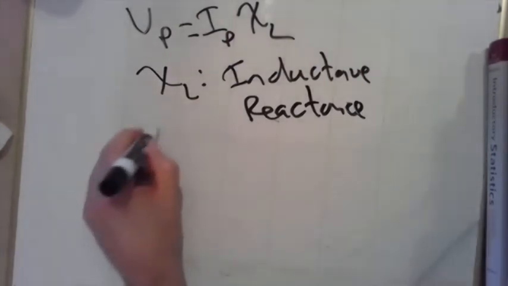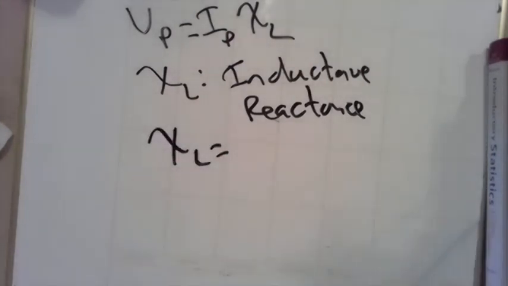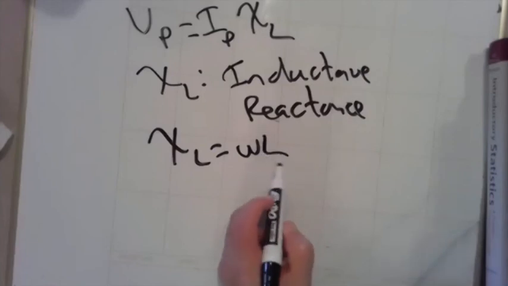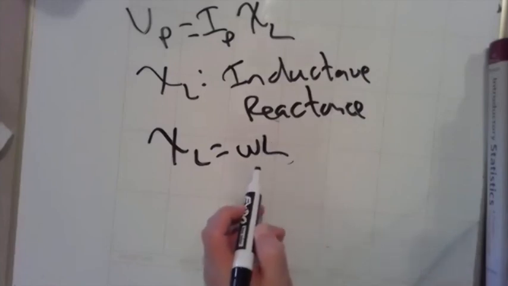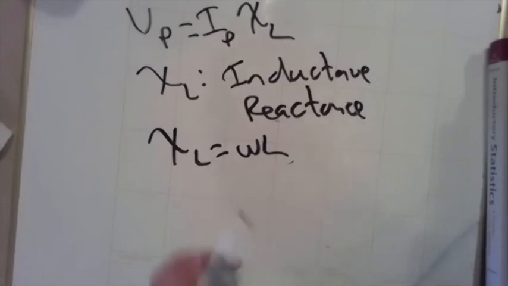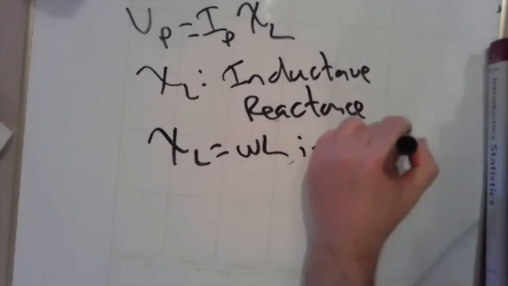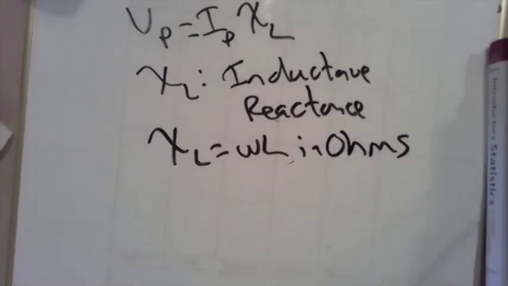And chi L equals, again, I don't have this memorized, I think it's omega L. Yes. Where L is the inductance of that inductor, and omega is our angular frequency. So again, this is in ohms. This is the alternating current version of a different kind of resistant element.